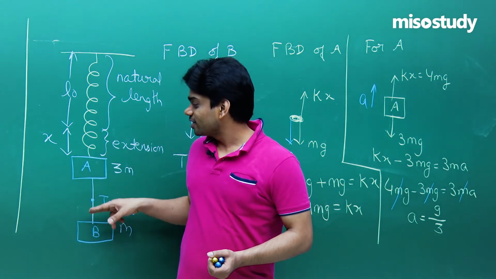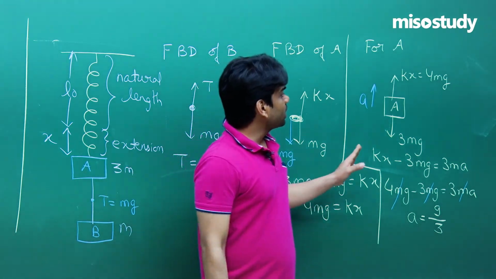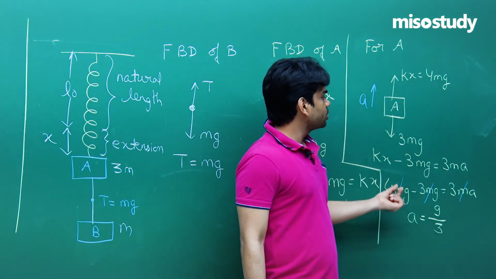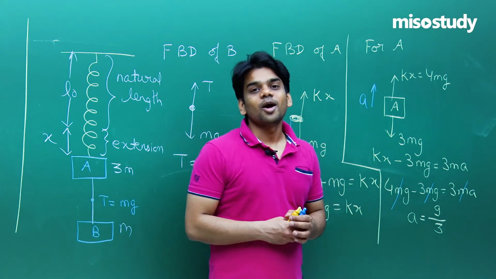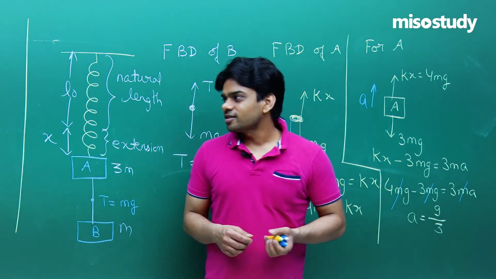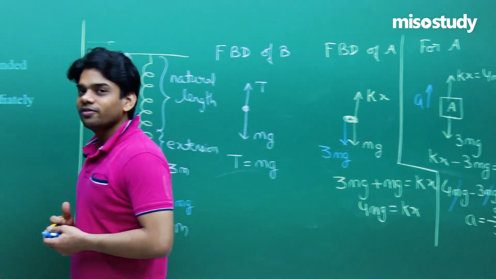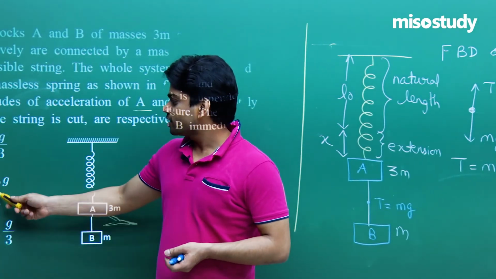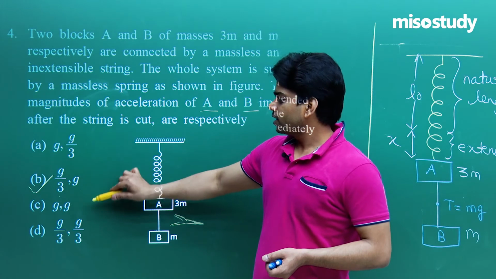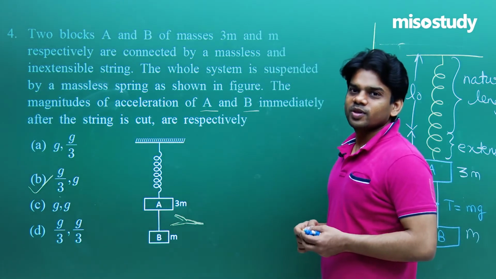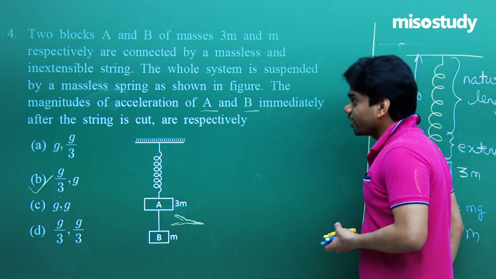As you have cut the string, the forces on A will be acting kx 4 mg upwards and 3 mg downwards. So kx minus 3 mg is 3 ma, so A comes out to be g by 3 upwards. Let us check the answer. A is having g by 3 and B is having g. So you see here clearly A is having g by 3 and B is g. B option is the right answer. Rest incorrect. This is how we have to solve such kind of question.